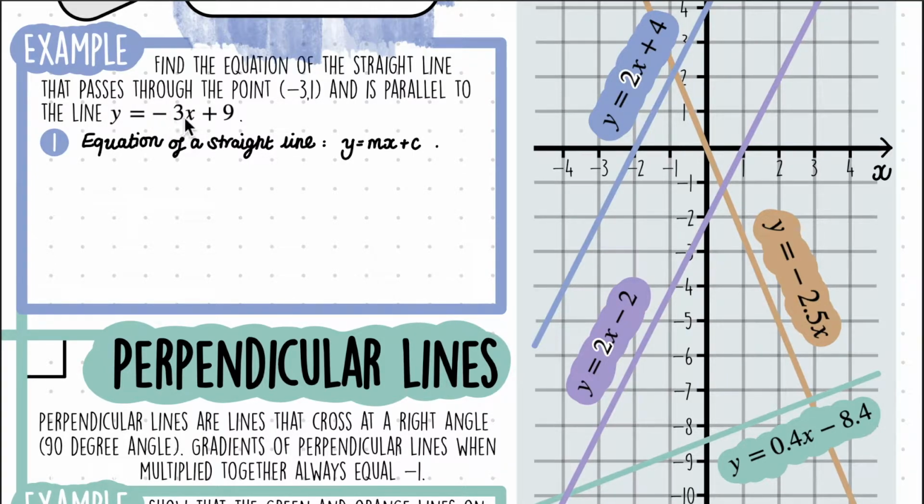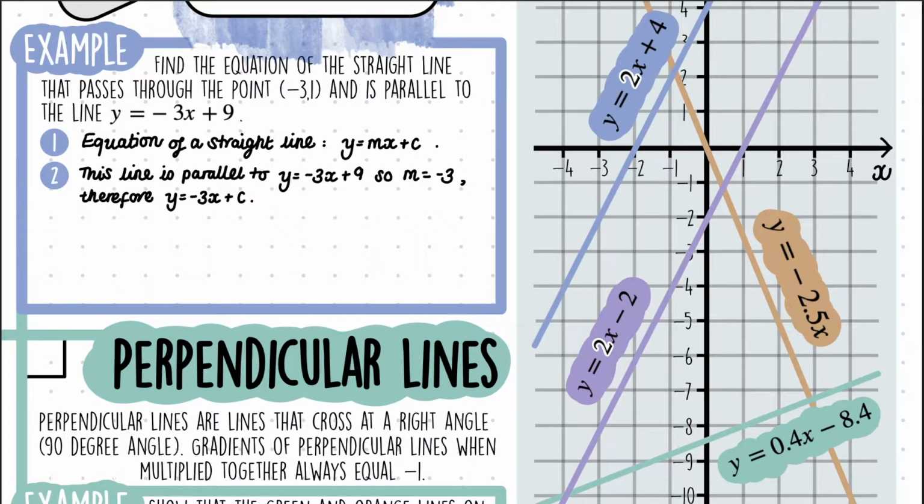So -3 is the gradient of this line, and because our line that we're trying to find is parallel to it, our line must have the same gradient, i.e. this m must equal -3. So there we go, I've written it down. Our equation was y equals mx plus c, but now we know the value of m. So our equation is now y equals -3x plus c. Therefore, the last thing we've got to find is the y-intercept, which is c.